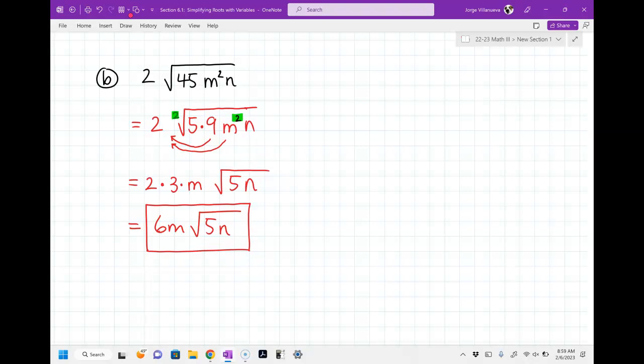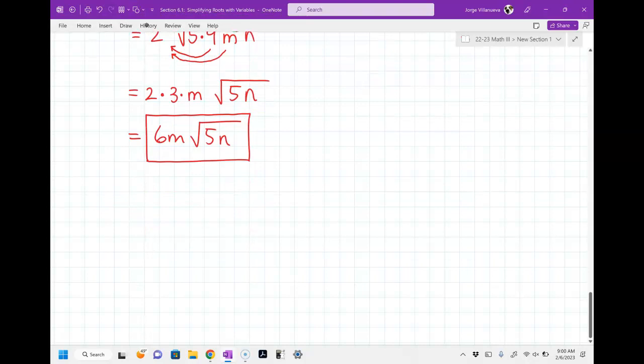You're just saying, okay, well, this power, it's going to be power of 3 because that's what my index is, or a power of 2 because that's what my index is. So let me show you this one. This is going to be our last one. Part C. 7 cubed root of negative 625 a to the 8th.